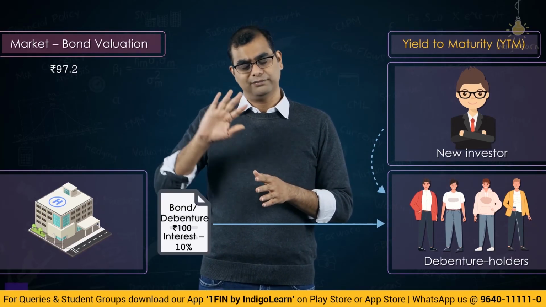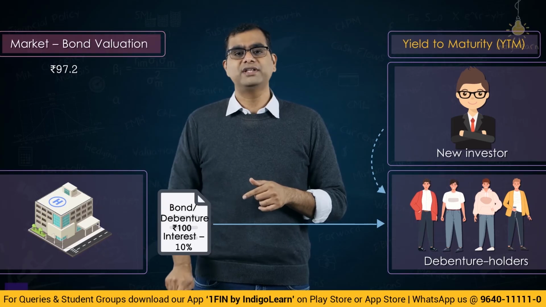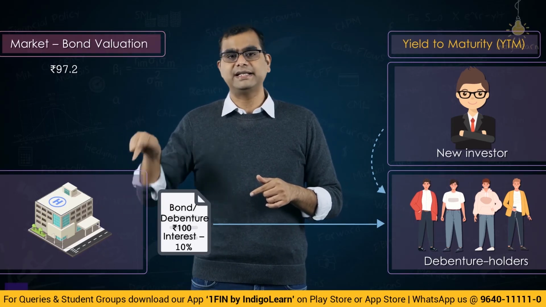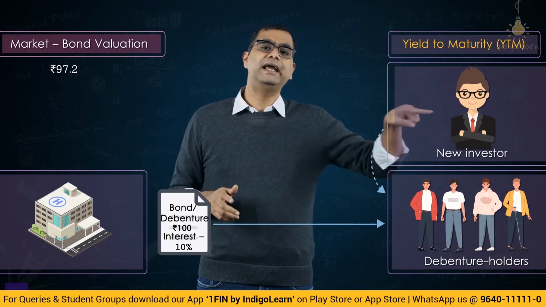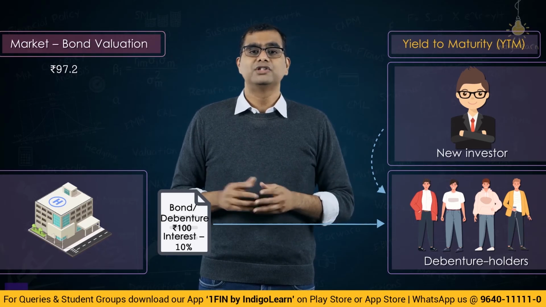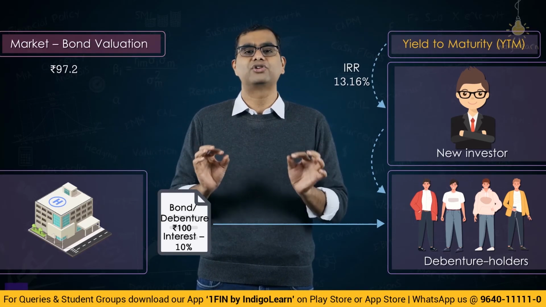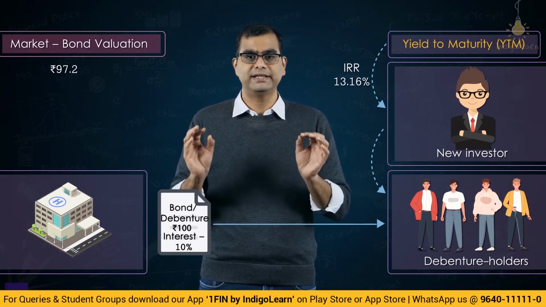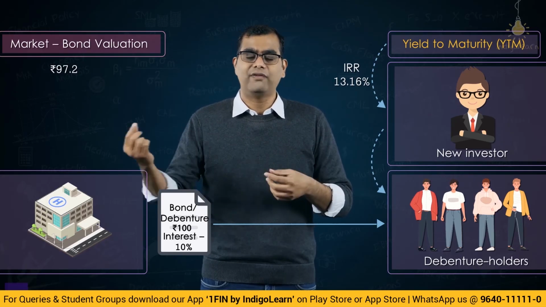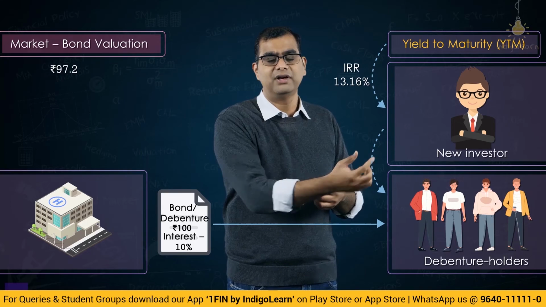Ignore that. Okay, keep that aside. But the new investor who is coming in is getting the asset at 97.2, and at the end he is going to get 110. So what is his IRR? That number is called yield to maturity. That is, what is the yield of all the cash flows that you have?